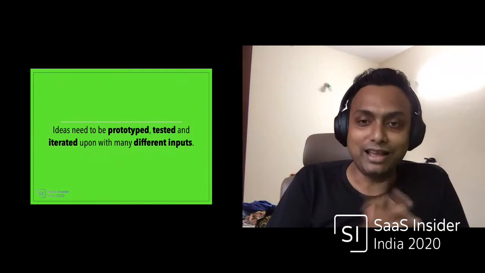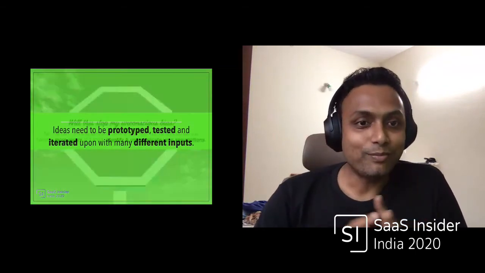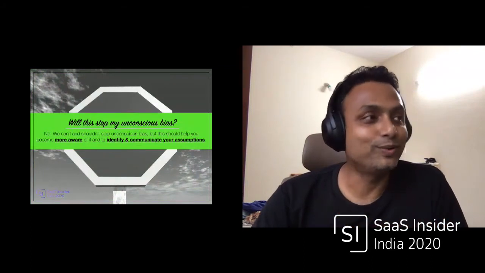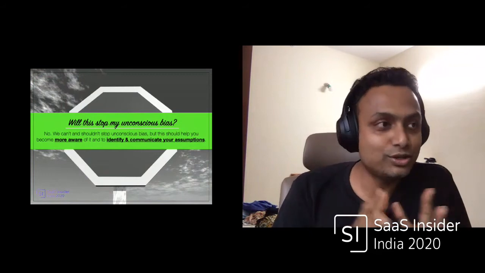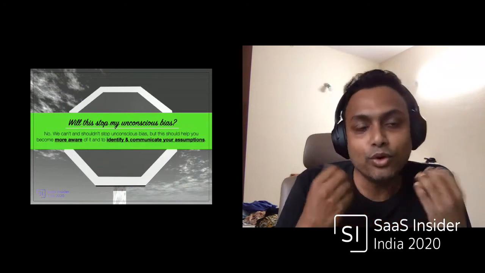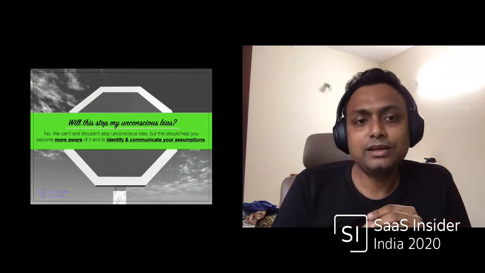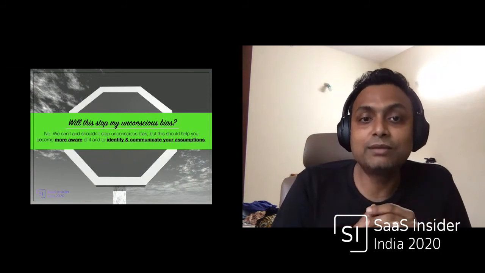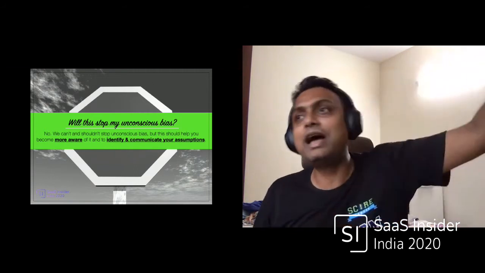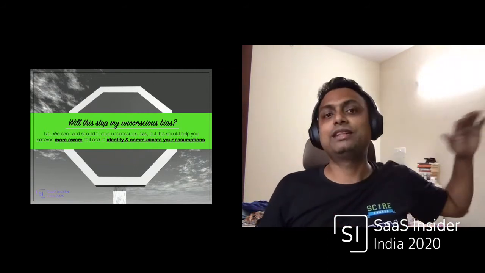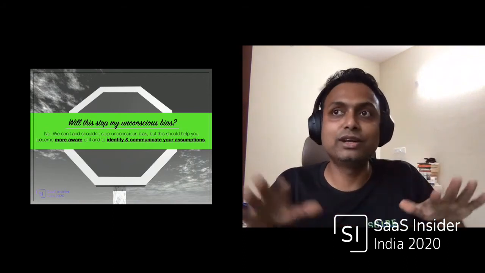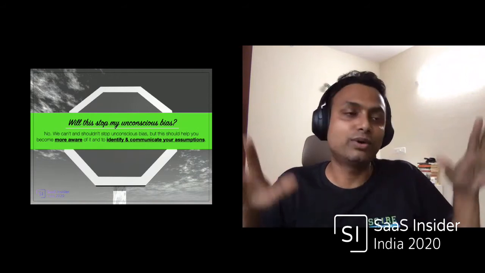So, will this stop? If we do all this, then will this stop? No, we can't and we should not stop unconscious bias. But this should actually help you to become more aware and to identify and communicate your assumptions instead of assuming that this will happen. If you do these steps, then maybe it will eliminate some of your assumptions, and you will get more aware about what you are thinking.